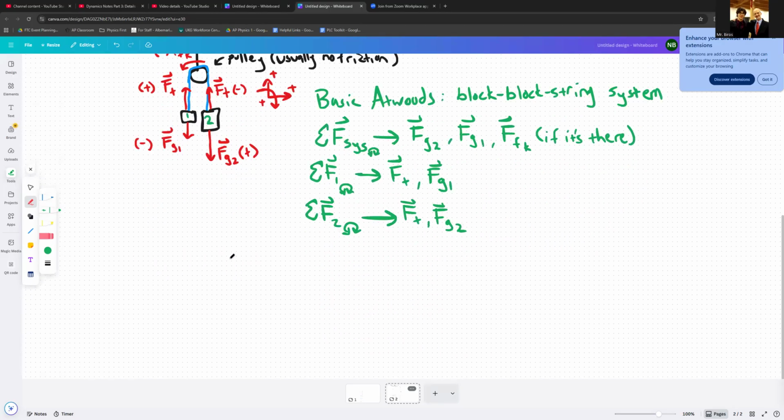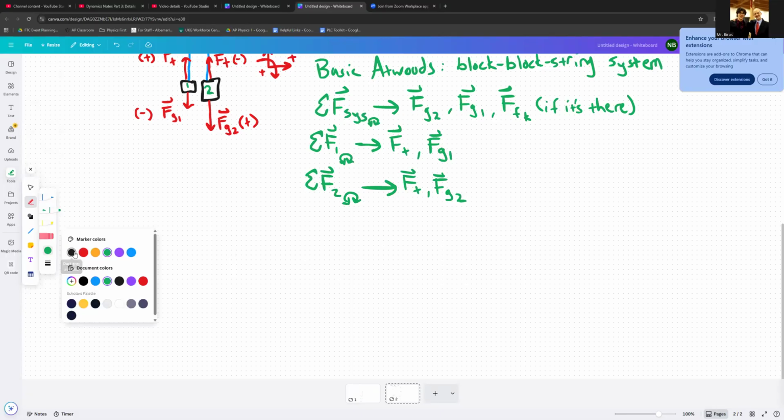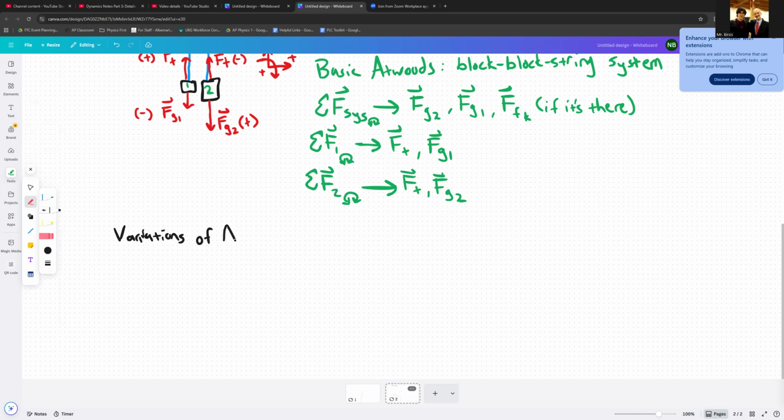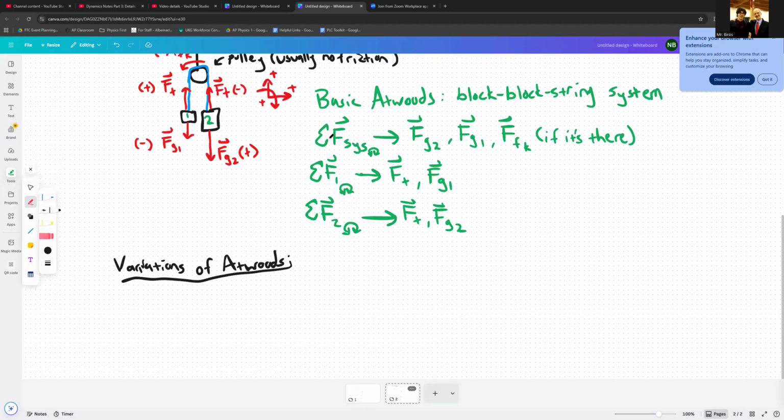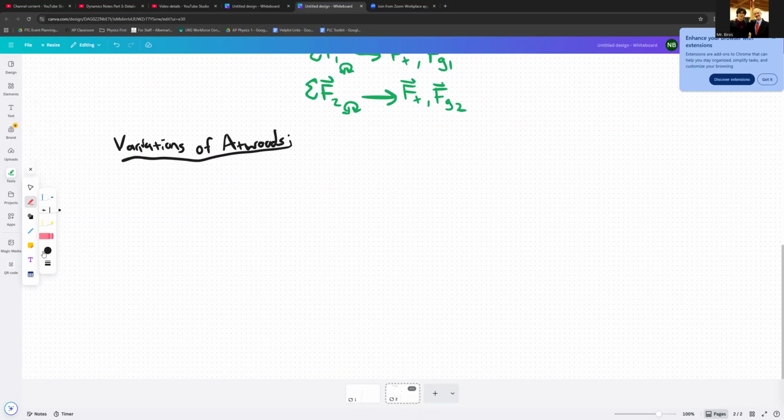Okay, we're going to close out with just a couple of variations on Atwood's machines. Again, we'll spend some more time with this through problems in class or maybe some examples. But we're just going to close out with some variations on Atwood's machines, and we'll make a couple key notes about each one. They're mostly the same: for the system, when you sum forces, you don't include tension, et cetera. They're in large part the same, but we'll point out a couple things about each one of them. The first one is going to be like a table.